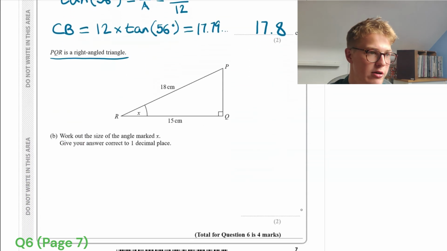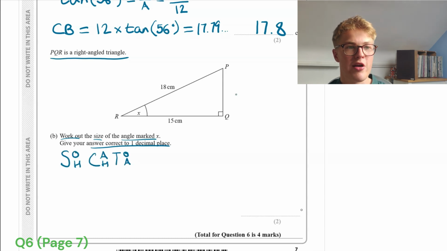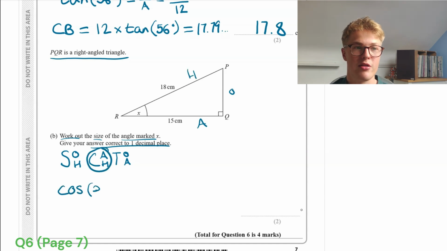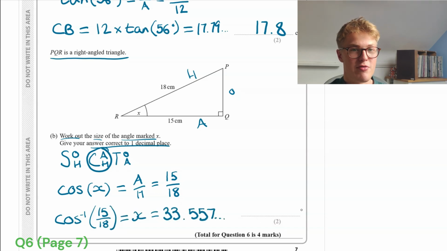PQR is a right angled triangle. Work out the size of the angle marked X, give your answer correct to one decimal place. So same as before, we're going to look at where the opposite, adjacent and hypotenuse is, and we see that we need to use cos here because we have the adjacent and the hypotenuse, and we need to find the angle. So cos of X is going to be 15 over 18, and therefore inverse cos of 15 over 18 is going to be X. That is 33.557, so to one decimal place it's 33.6.